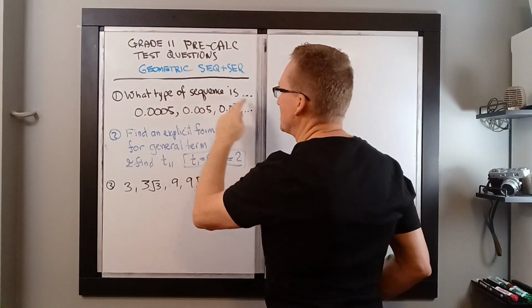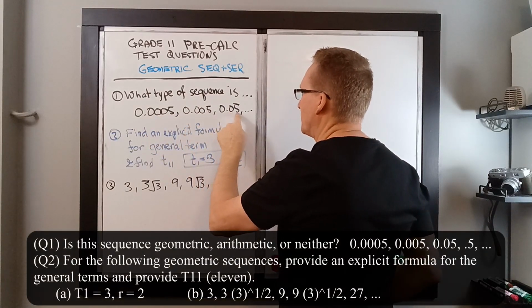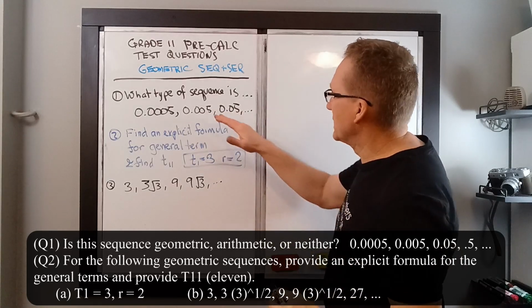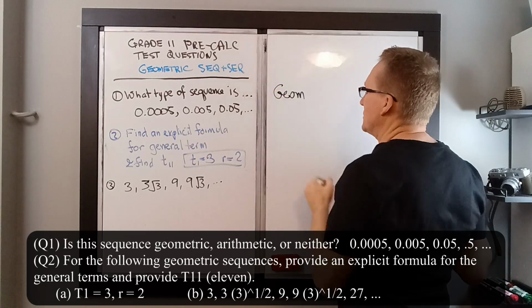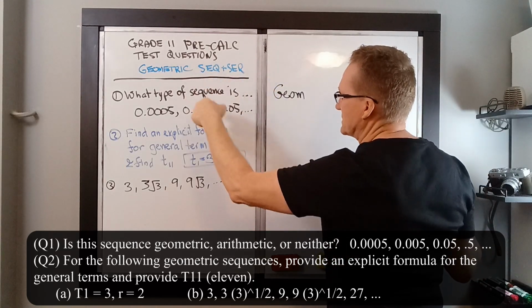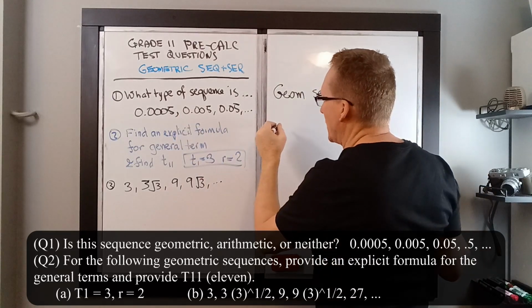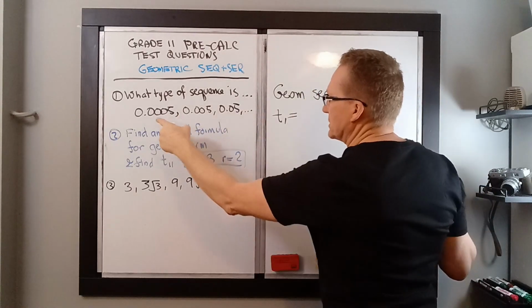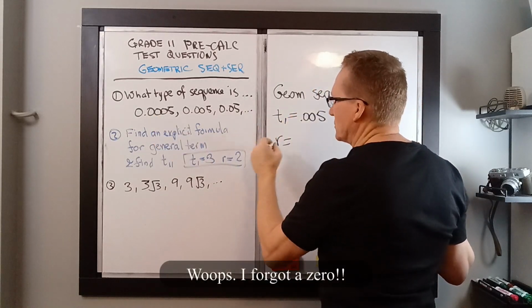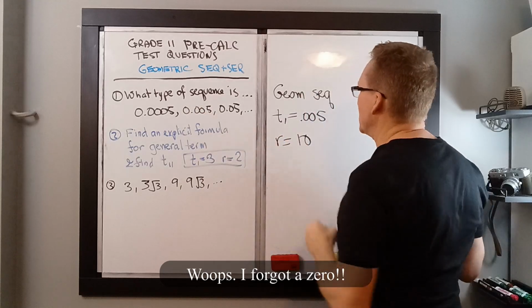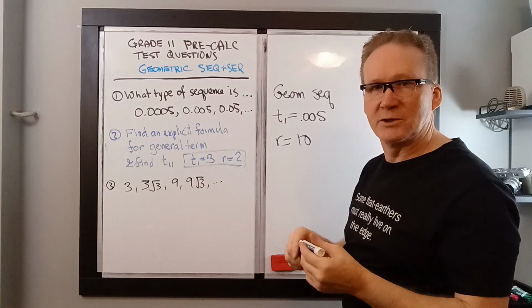First of all, what type of sequence is this? 0.0005, 0.005, 0.05, and it continues on. Well, this first of all is a geometric sequence. It's not a sum, so it's just a sequence. Geometric sequence with a first term t1 equaling 0.0005 and the common ratio, since we're going up by 10 each time, equaling 10. Because it has a common ratio for each of them, it's a geometric sequence. That's all you would need to do for that first one.